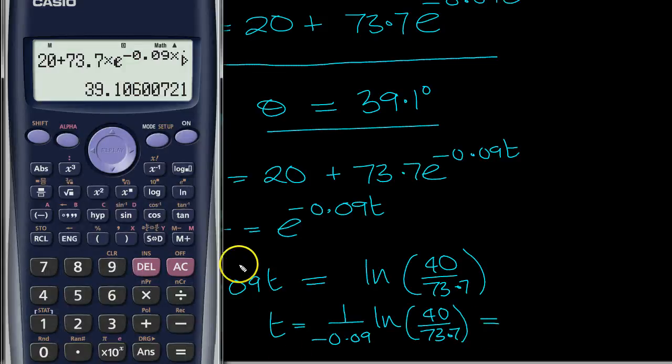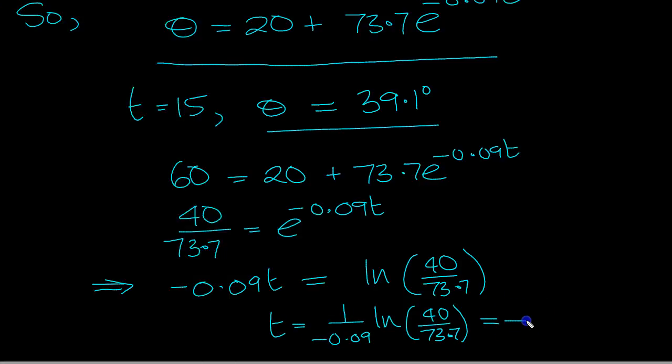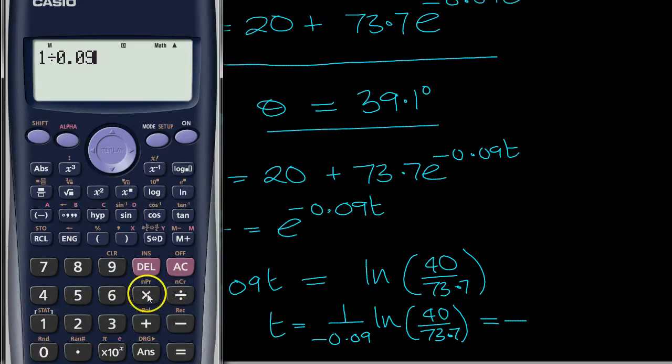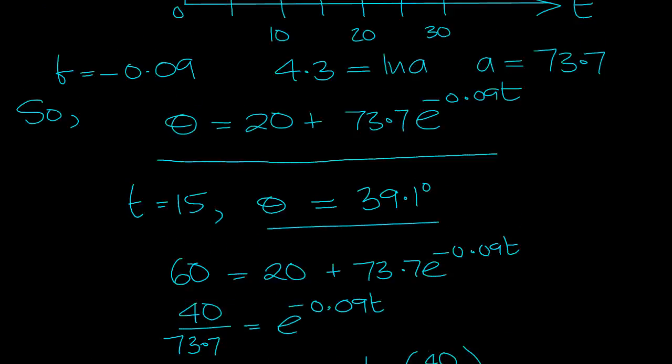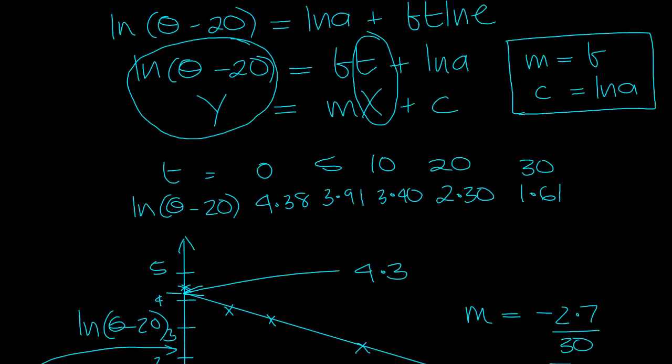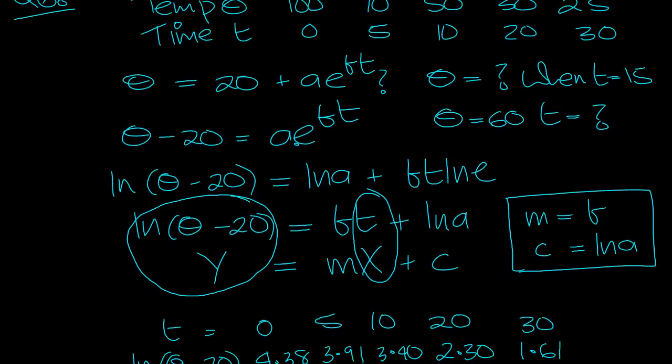We can tap that in a calculator. So 1 divided by 0.09, the minus is at the front, times ln of 40 divided by 73.7. Close that bracket, equals, and that's a minus as well, 6.79, 6.8, and that's to 1 dp. 6.8 minutes, presumably, is the units. Anyway, 6.8 units for that question there.